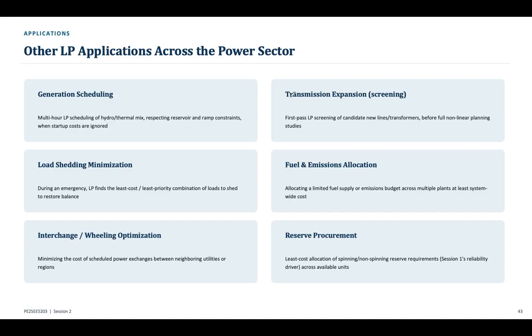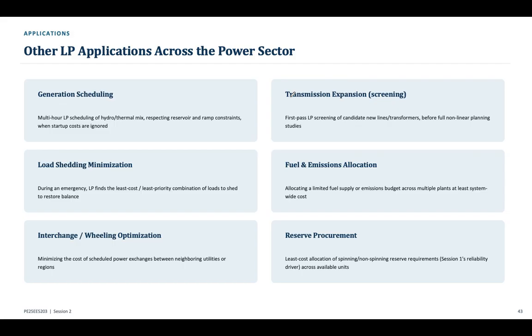The fifth is interchange or wheeling optimization. When neighboring regions exchange power, optimization can determine economical schedules subject to transfer limits. The sixth is reserve procurement. Required spinning and non-spinning reserves can be allocated across available resources at minimum cost.